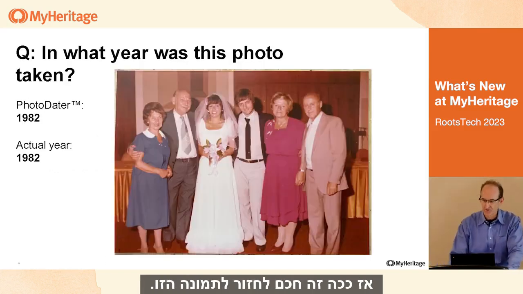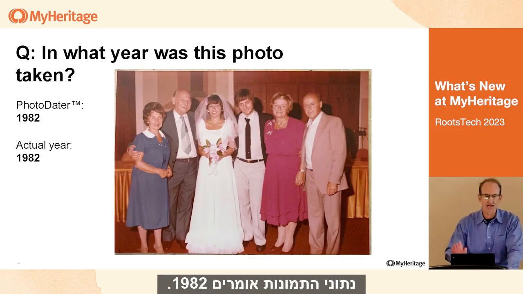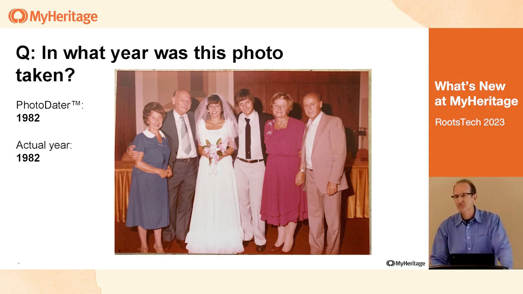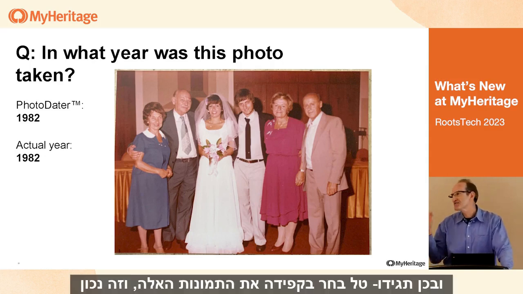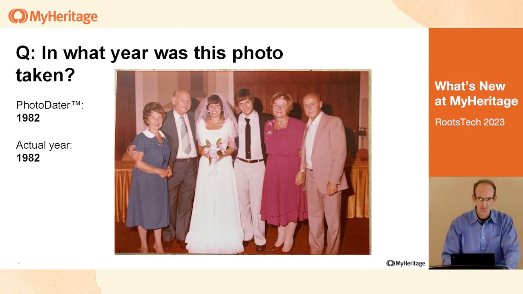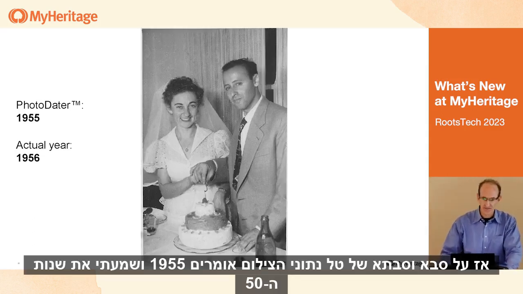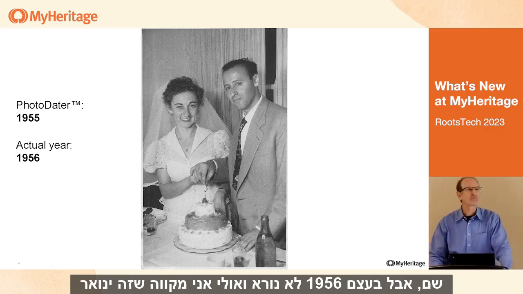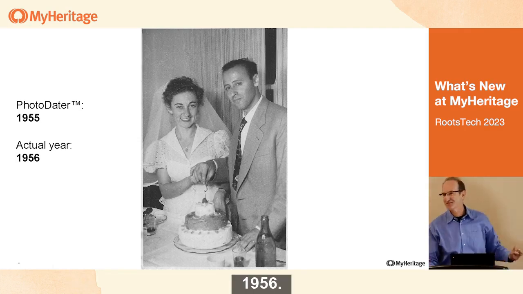Going back to this photo, Photodater says 1982. Reality is 1982. Not bad. Well, you're saying Tal cherry-picked those photos, and that's true. But on Tal's grandparents, Photodater says 1955, and I heard the 50s over there, but it's actually 1956. Not too bad. And maybe, I hope it's January 1956.